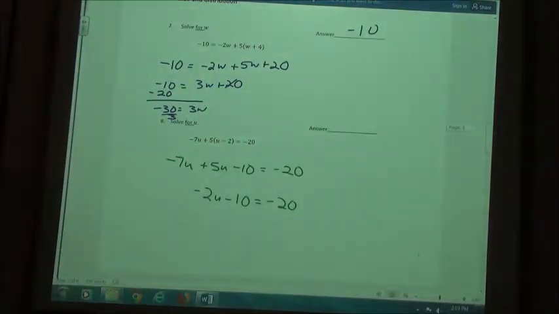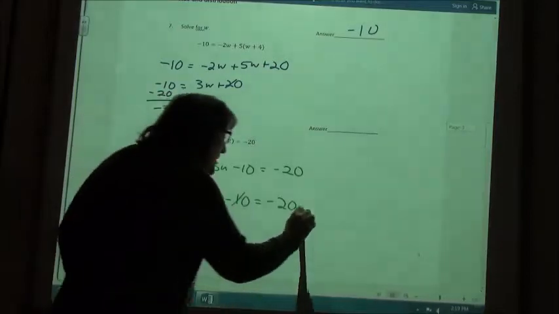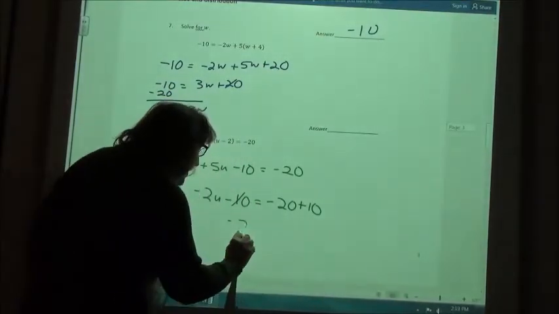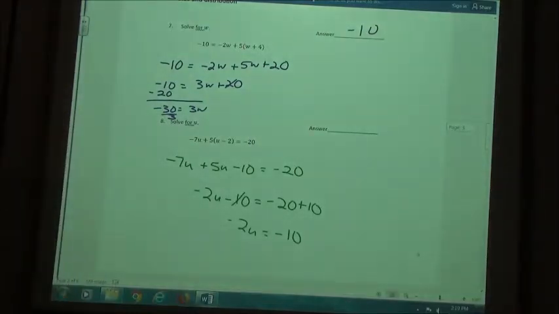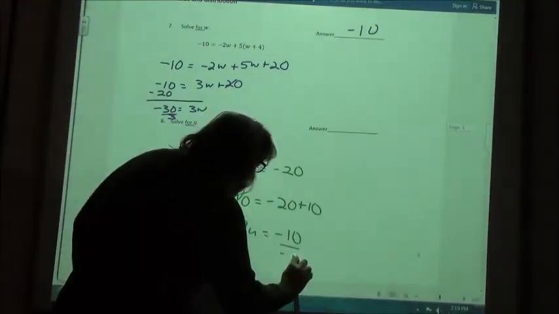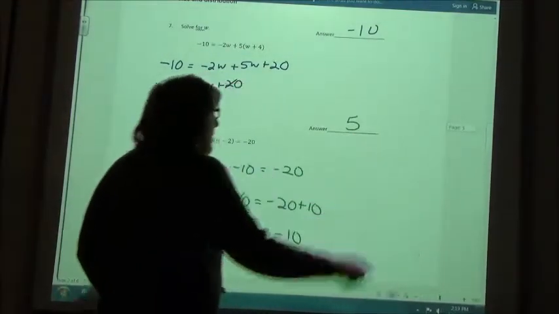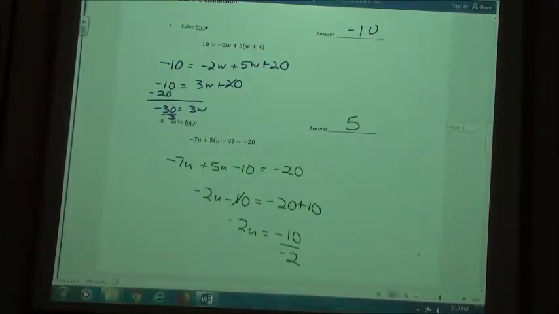Then I'm going to add my 10. So negative 2u equals negative 10. And lastly, divide by negative 2. And my answer ends up being 5, right? Go ahead and do number 9.